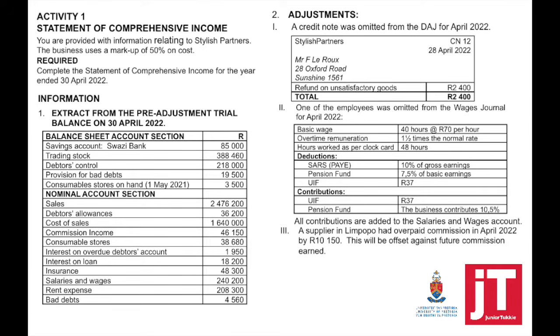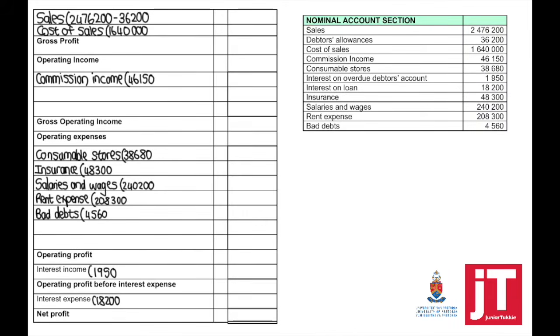Now, we focused on that when we looked at Chapter 4. Provision for bad debts is calculated on your book debt, which is your debtors control balance. This means that if there's any adjustment to your debtors control, that needs to be considered when you're calculating your provision for bad debts. So again, when asked only to do the statement of comprehensive income, open up the debtors control and the trading stock T account.